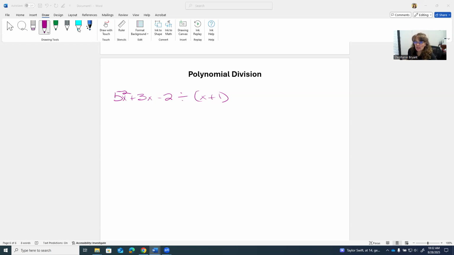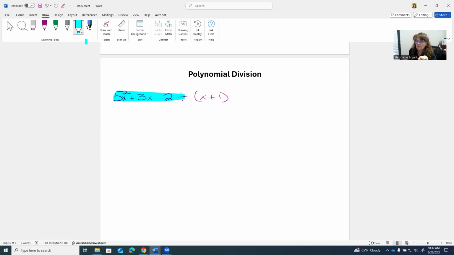Whenever I go to start this, I make sure that it's written in the correct notation. Is this in descending order? Yes. Is it missing a variable term? No, because I've got x squared, x to the first, and then no x showing. So this is in good condition. If, for example, that 3x was missing, I'd put 0 in there when I set it up in long division.